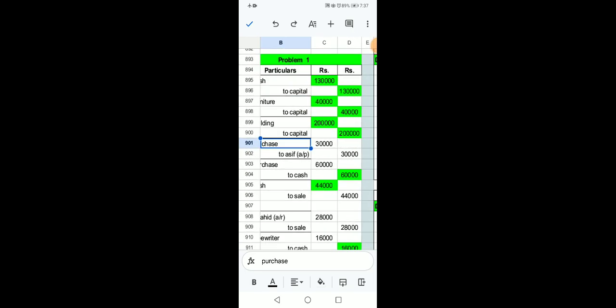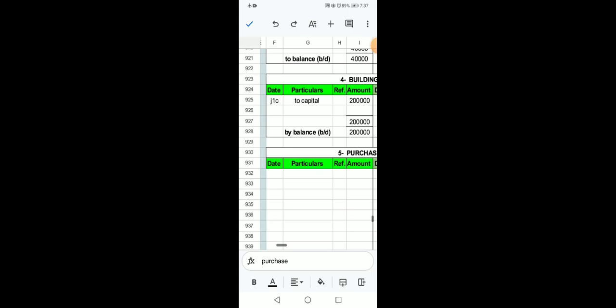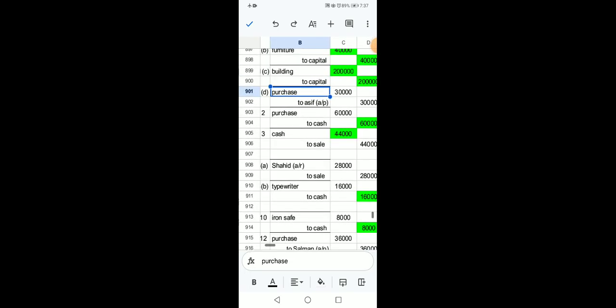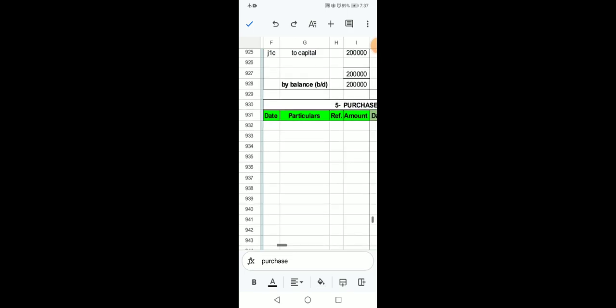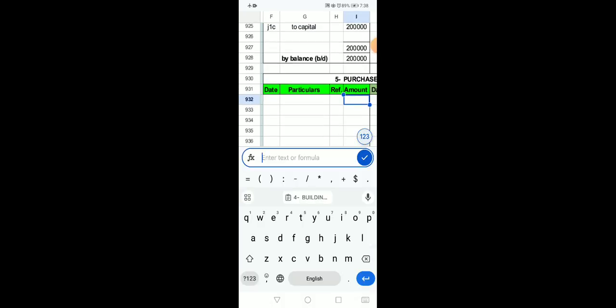Purchase is debited by 30,000. The rule is very simple. For the ledger we are making, we will see the title in the journal entries. If the title is present on debit, we will post the same amount on the debit side of the ledger. If the title is present on the credit side, we will choose the credit side of the ledger. So debit do debit, credit do credit. Purchases were present on the debit side with 30,000, so you will choose the debit side of the purchase ledger and write 30,000 in the amount column.